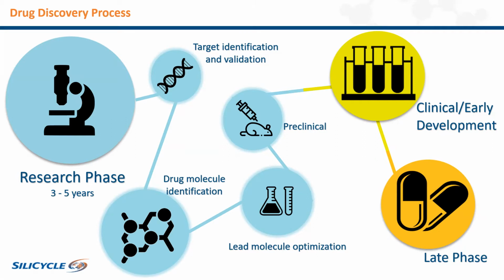To give you a quick summary of how that goes, the research phase takes usually between 3 to 5 years, where you get the target identification, followed by the drug molecule that will heal the problem, then optimizing the synthesis of this molecule, followed by different preclinical and clinical tests to make sure that the drug is efficient, followed by the late phase.